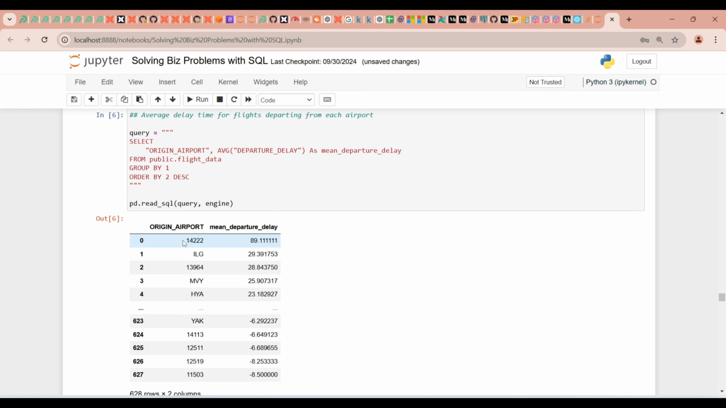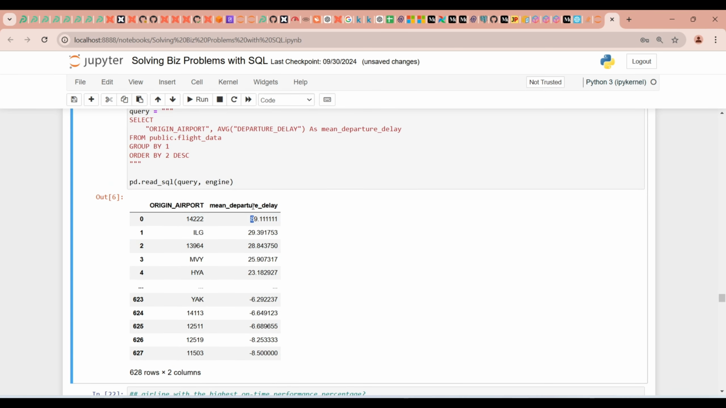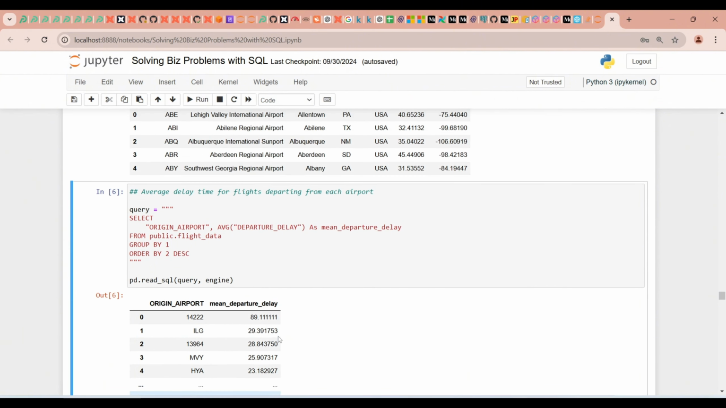With this we can see that the airport with ID 14222 has the highest delay time, which is around 89. I think this is in minutes, or seconds, I'm not so sure. So this has the highest delay time. For the other airports with negative values, it's more like the flight left earlier, which is a good thing, right?